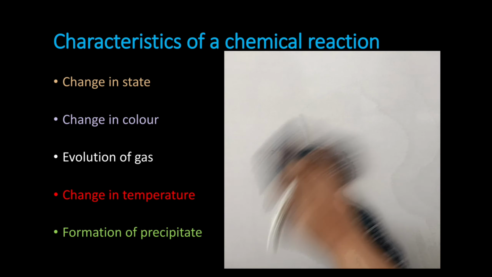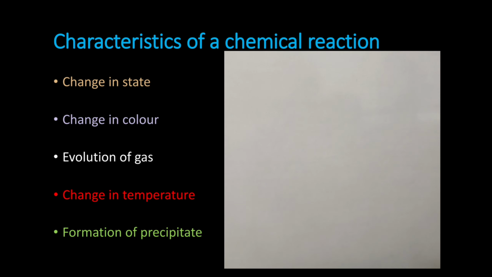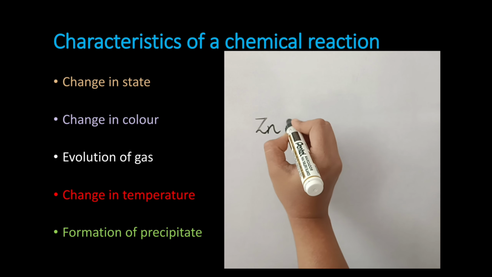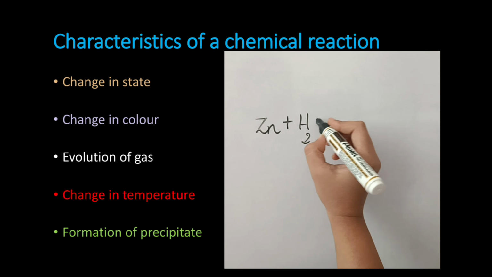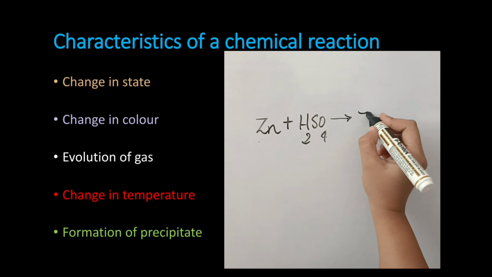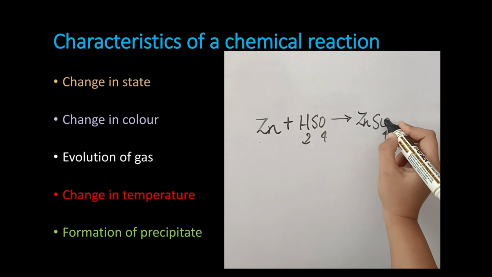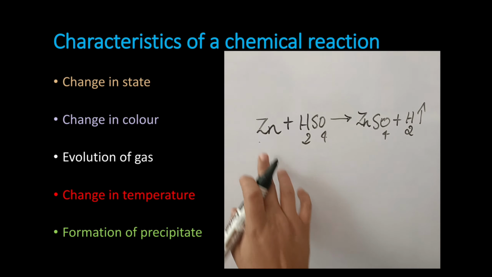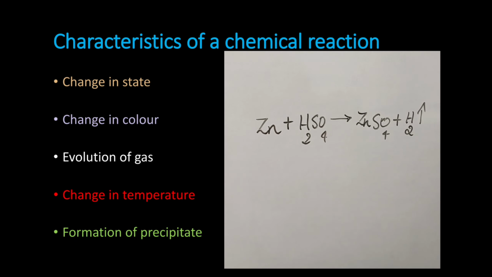Now let's move on to the third characteristic, that is evolution of gas. There are some reactions where, when the reaction happens, evolution of gas takes place. For example, let's take any metal, Zn, when it is reacting with H2SO4, which is an acid. This is a metal, this is an acid. You're going to get ZnSO4, which is zinc sulfate, and there's a formation of hydrogen gas. So this is a gas which is released. Any metal, when reacting with acid, gives evolution of gas, which means some chemical reaction might have taken place.